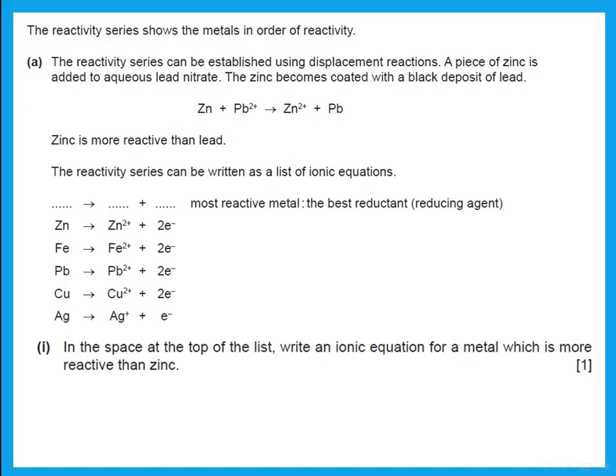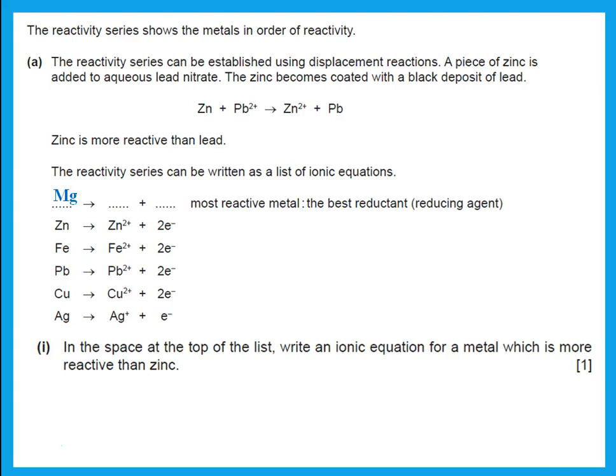Okay. Reactivity series shows the metals in order of reactivity. So zinc is more reactive than lead. The reactivity series can be written as a list of ionic equations. So in the space at the top of the list, write an ionic equation for a metal which is more reactive than zinc. So you can choose anything. Which one is more reactive than zinc? Something like magnesium, for example.